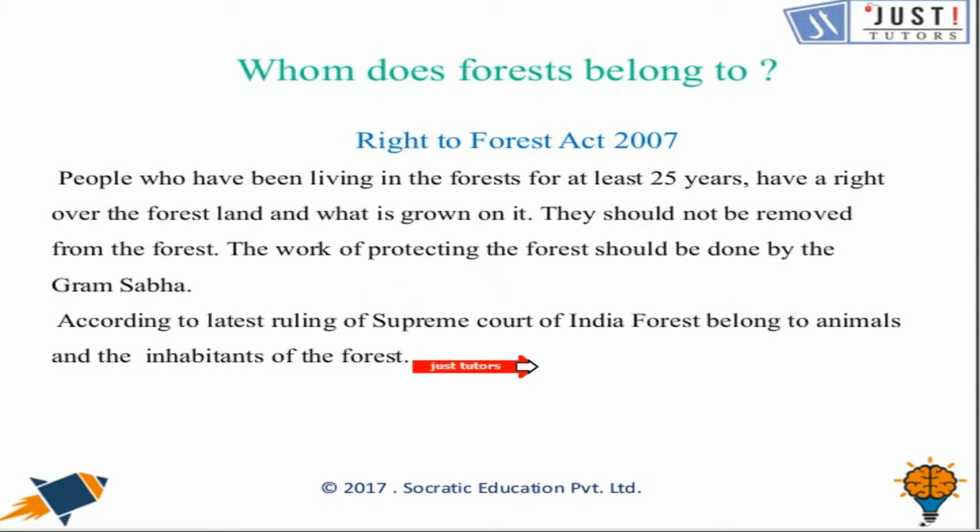According to the latest ruling of the Supreme Court of India, forest belongs to animals and inhabitants of the forest. So this is a rule that has been passed by the Supreme Court, the head of the Constitution, that the forest only belongs to animals and inhabitants of the forest.